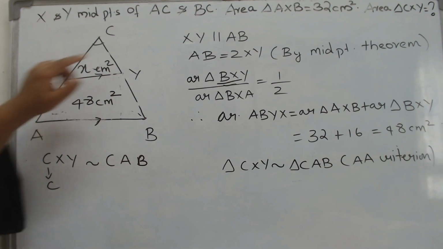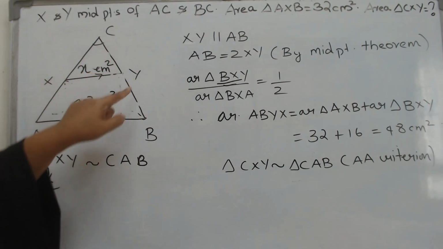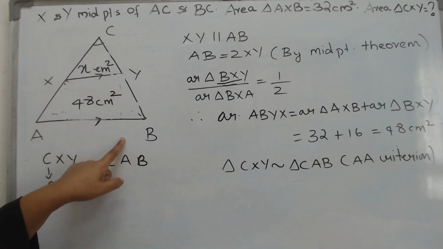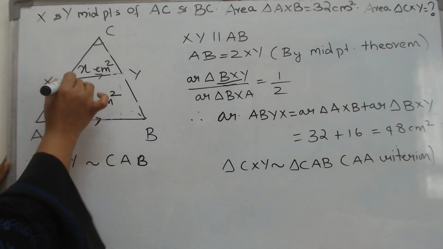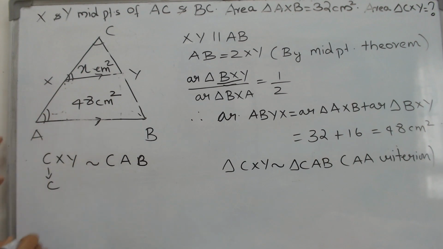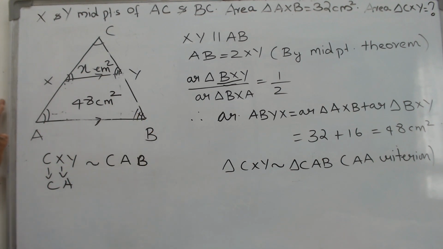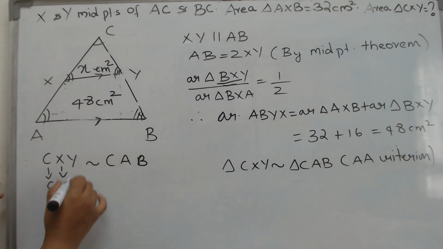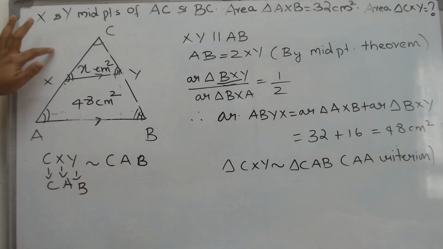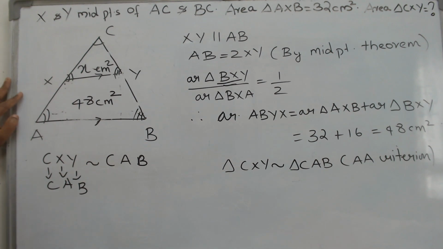And what did we find using the midpoint theorem? XY and AB are parallel, which means what? Corresponding angles. These two are equal. X and A are equal and Y and B are also equal because XY and AB are parallel and corresponding angles are same. So what do we notice here? These two triangles are similar.